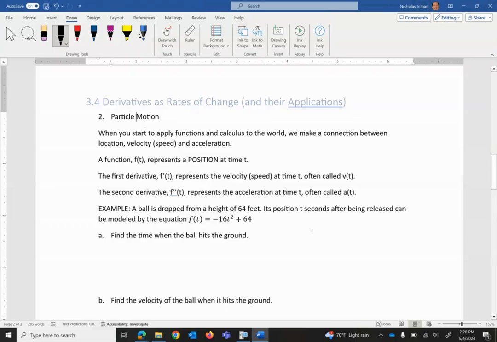So when we start talking about calculus, applying it to the world, one of the biggest ideas is just how things move, and applying it in a physics mindset. So a function represents the position of an object. The first derivative represents its velocity, its speed. And its second derivative represents its acceleration, how the speed is changing. So the velocity, speed, is talking about how the position changes. Acceleration is talking about how the speed changes.